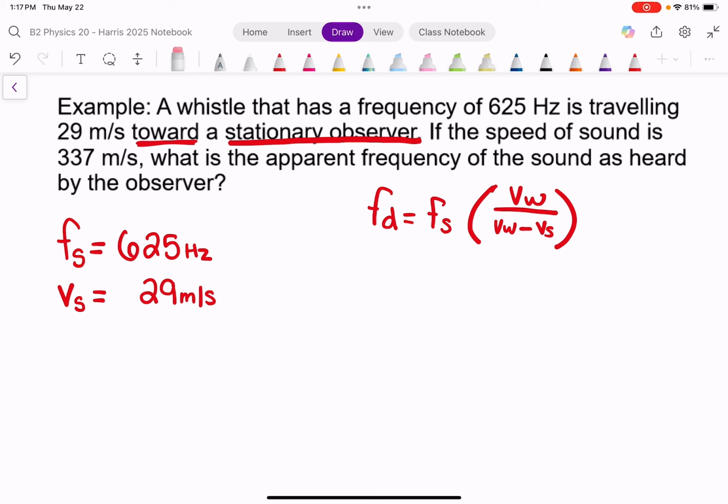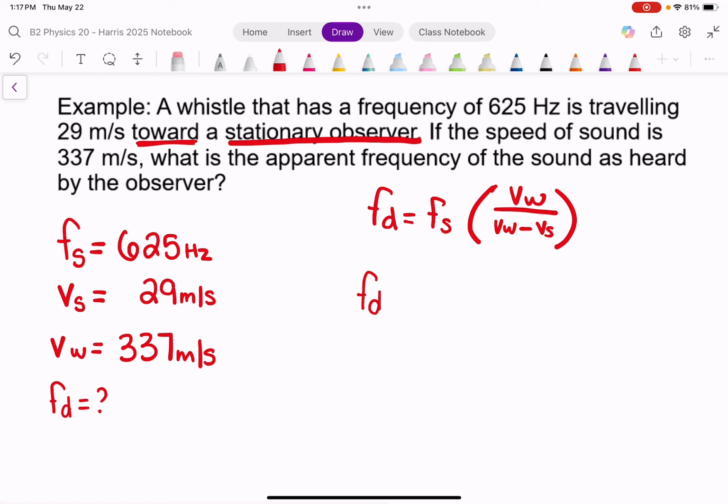If the speed of sound is 337 meters per second, what is the apparent frequency? So the speed of the sound is actually the speed of the wave that we're going to be hearing, that's 337 meters per second. So what's the apparent frequency? What is the frequency that I'm hearing? That's my Doppler effect frequency that I'm looking for. So this equation is nice, I don't have to rearrange it.